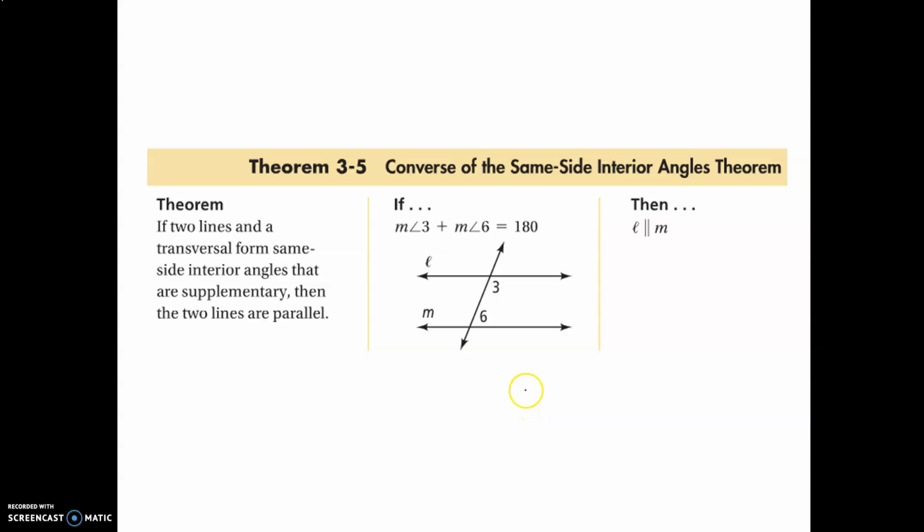And then there was that weird one, those same side, those consecutive interior angles. Remember, those are not equal, those should add up to 180. So here it tells you 3 and 6 add up to 180. So if your consecutive interior, if your same side interior add up to 180, yes, your lines are parallel. So just using everything we've learned, but kind of in reverse, now you're going to prove the lines are parallel.